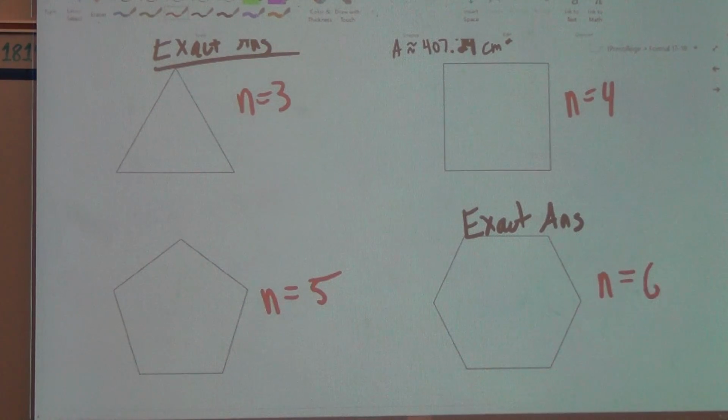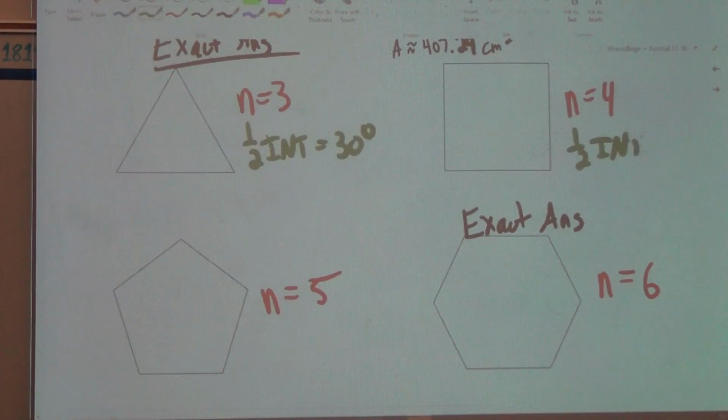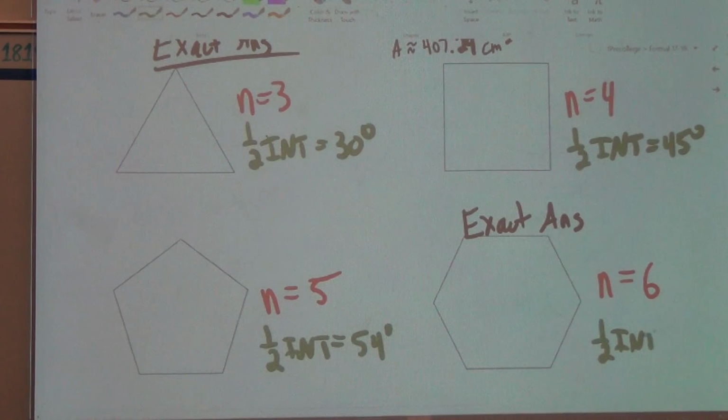If n equals 3, the half interior is 30 degrees. If n equals 4, the half interior is 45 degrees. If n equals 5, the half interior is 54 degrees. And if n equals 6, then the half interior is 60 degrees. Nice job.